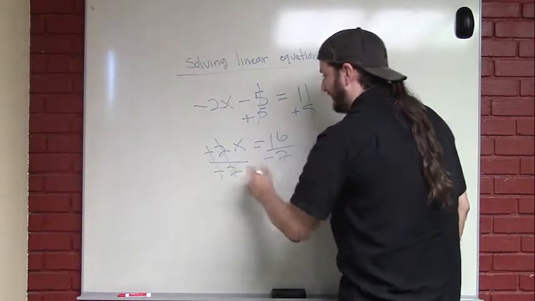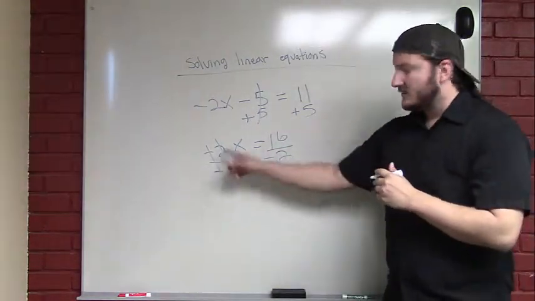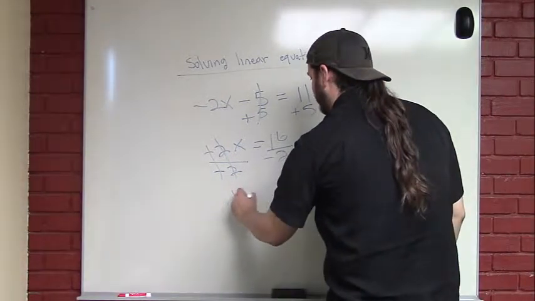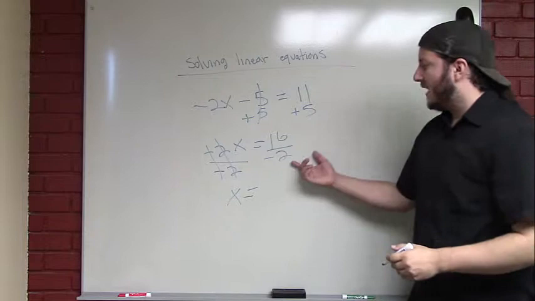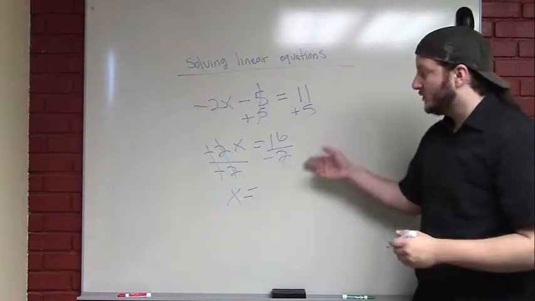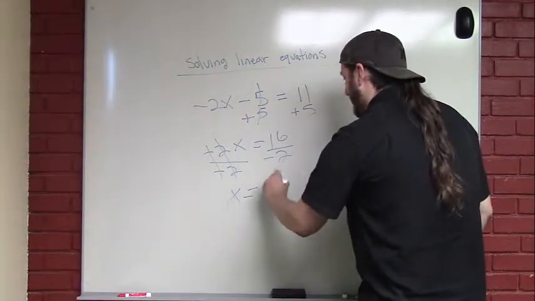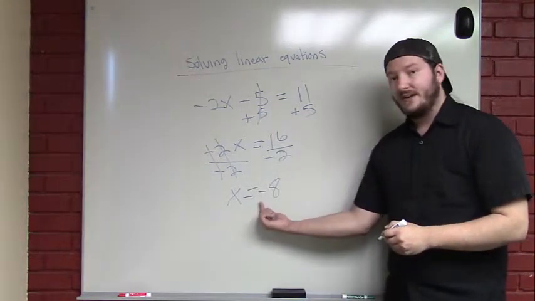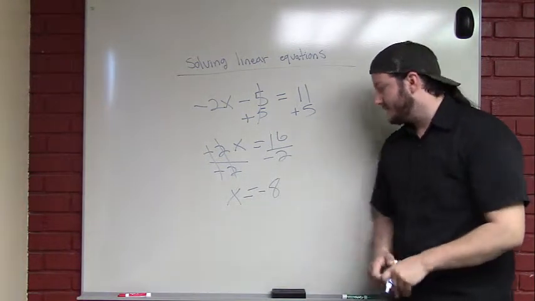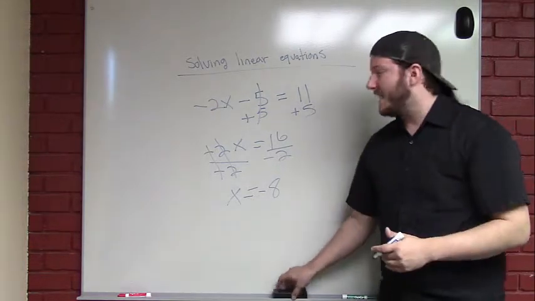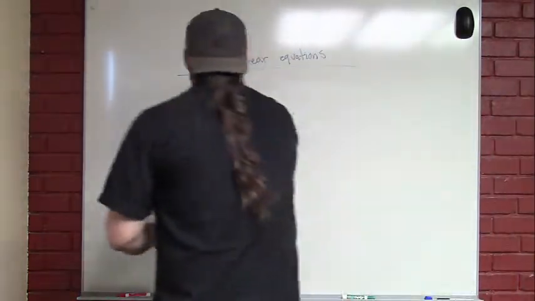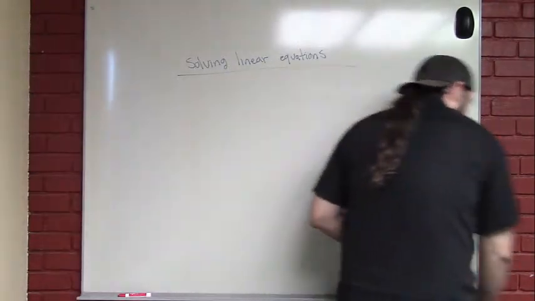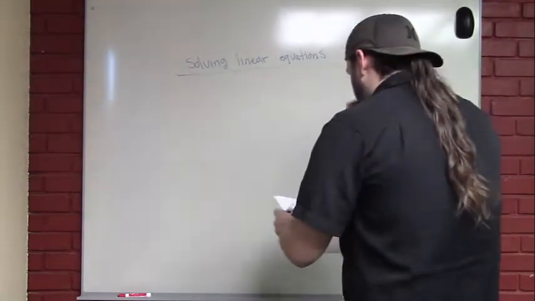So the negatives and the 2's cancel. On this side, we're just left with x. And that's going to equal, how many times does 2 go into 16? 2 goes into 16, 8. But don't forget we have this negative here that we still want to carry down. Okay? And that's it. Not too bad. Alright. It will get harder, I promise. But nothing to worry about.